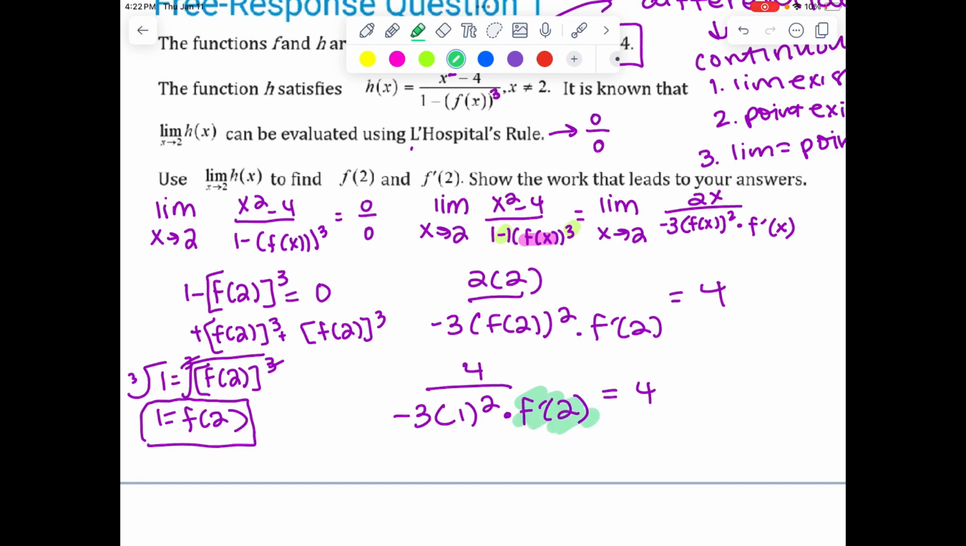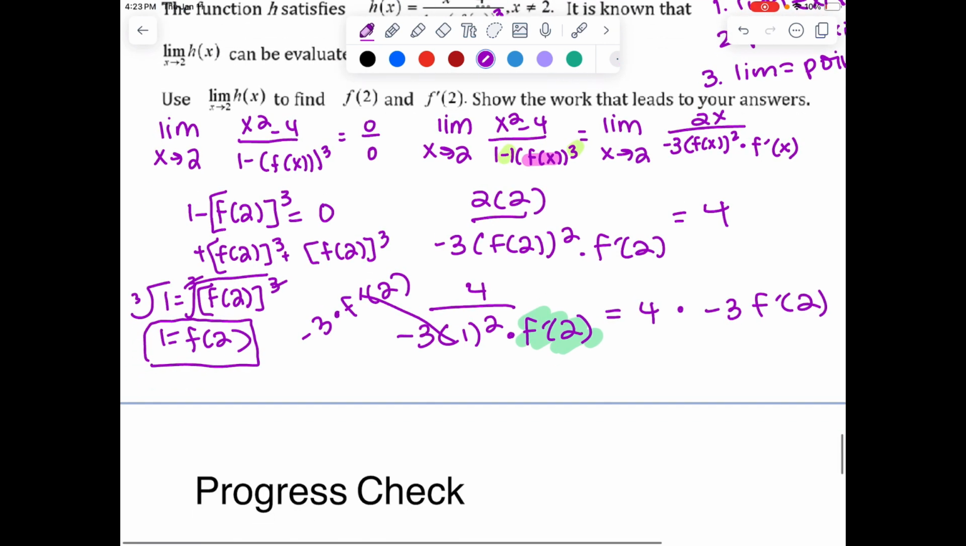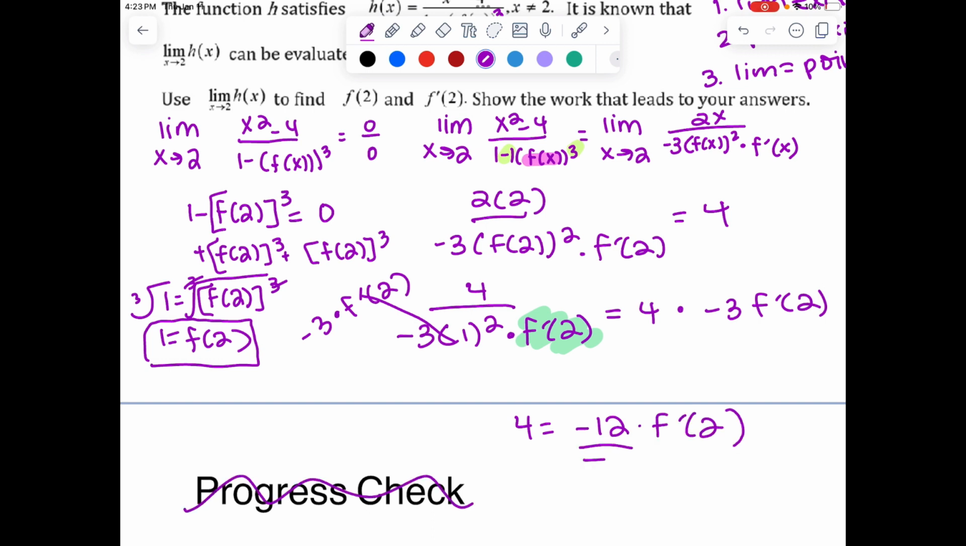I'm going to need a little bit more space. I'm going to multiply to get this off the denominator. So this will simplify to negative 3. But I'm going to multiply negative 3 times f prime of 2 on both sides to get that to cancel out. So now I have 4 equals 4 times negative 3, which is negative 12, times f prime of 2. Divide negative 12 on both sides. And I'll get negative 1/3 equals f prime of 2. And now I'm done. I found all the information I needed.